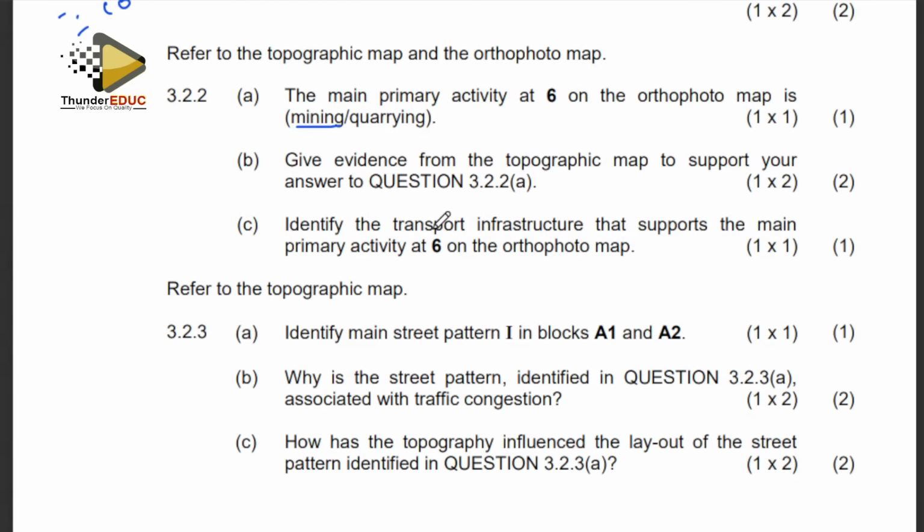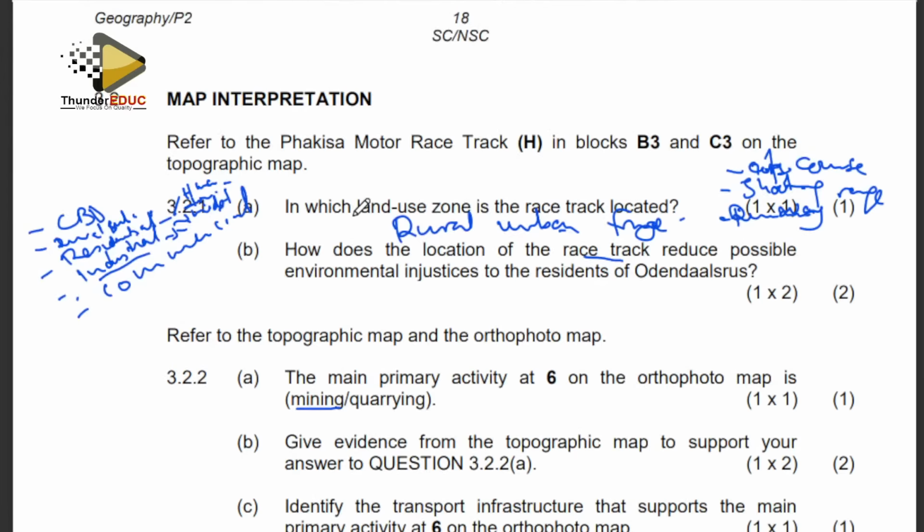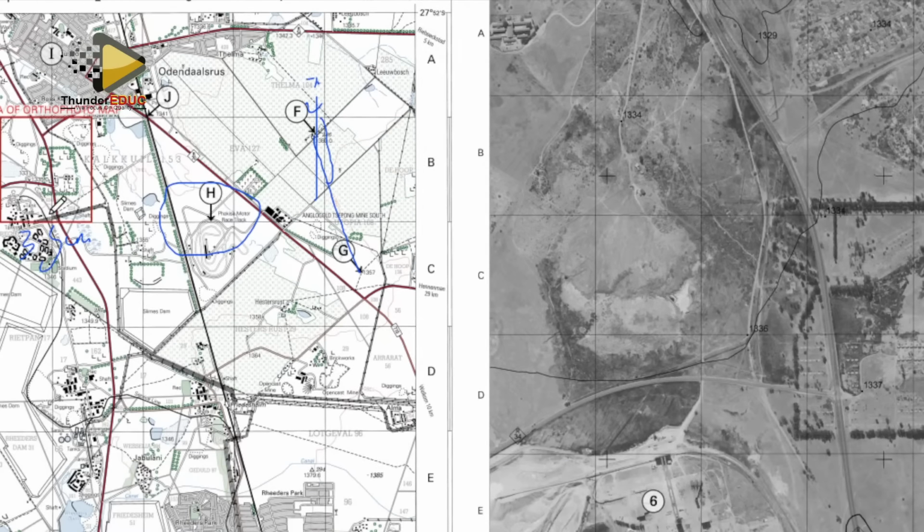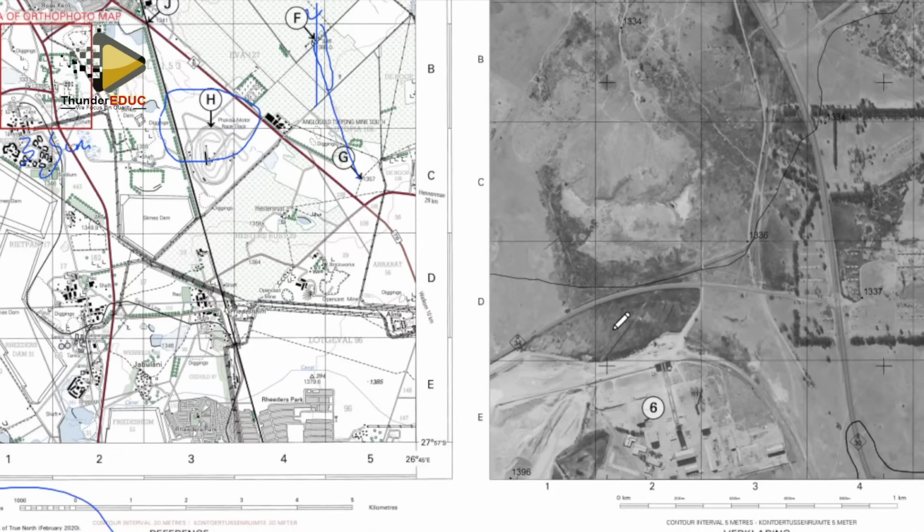Identify the transport infrastructure that supports the main primary activity at 6. The main primary activity at 6, what is the transport infrastructure? You come here, the main transport infrastructure is this one here. And what is that? That is a railway line. Okay, you can see this is a railway line that comes here and then it goes out. So the main transport infrastructure is this. This black one here is a railway line that connects this mining field. Okay.